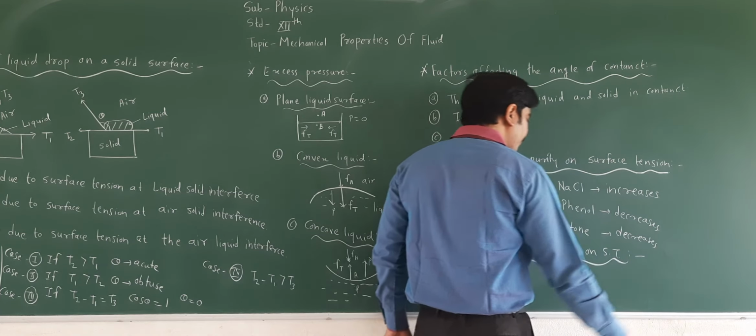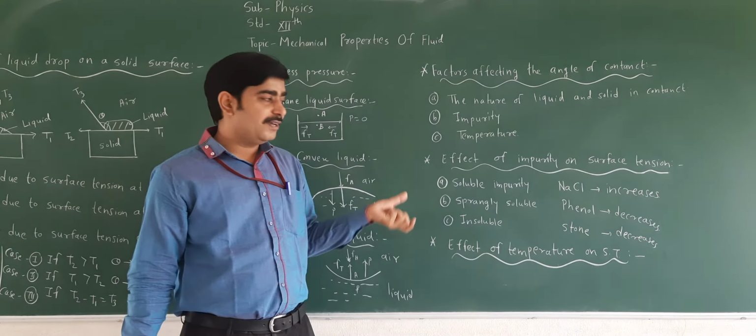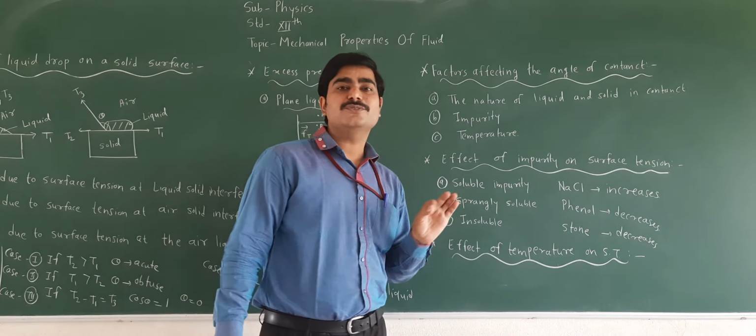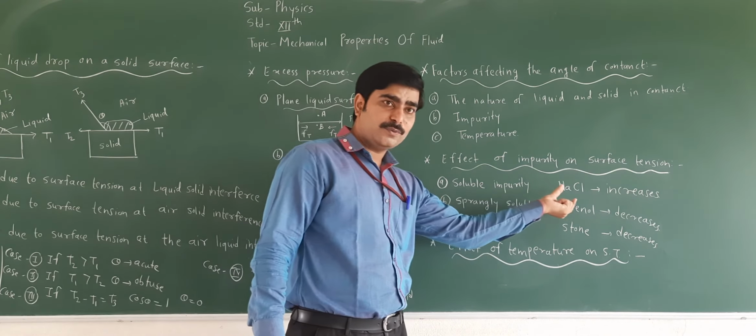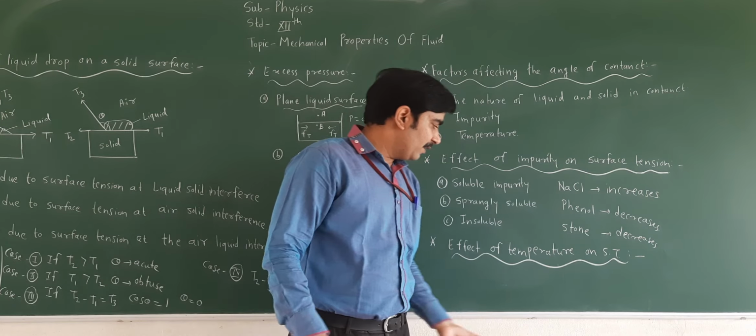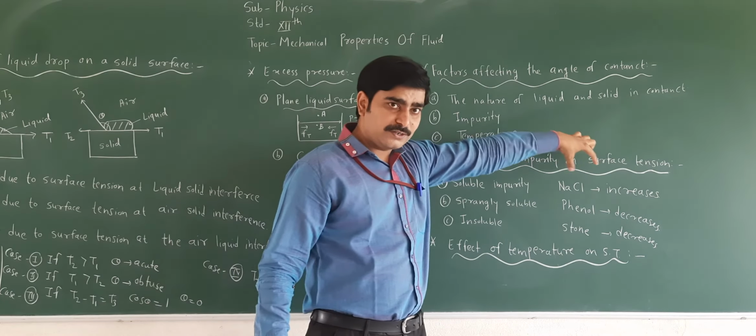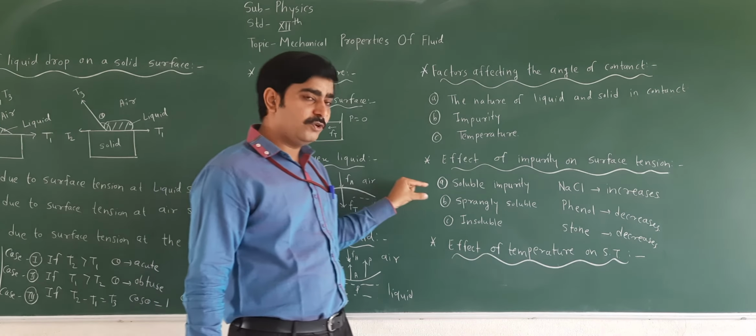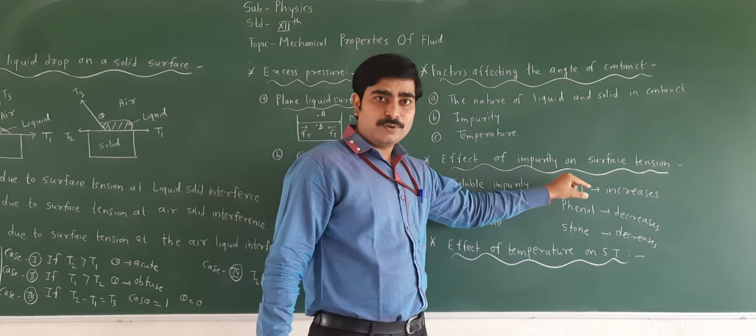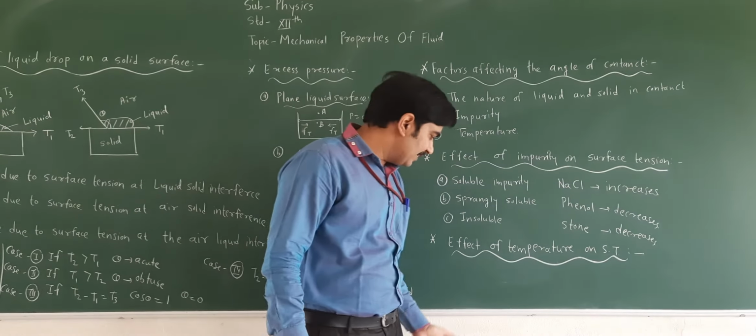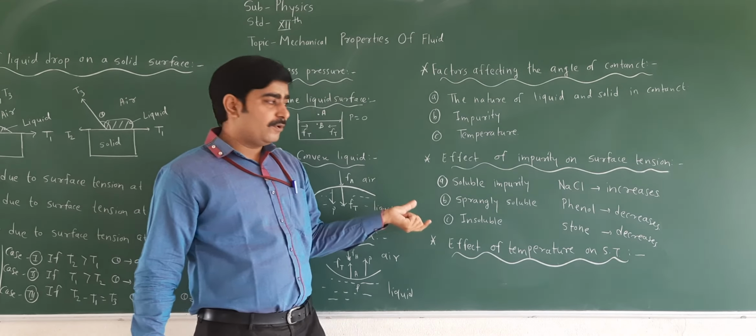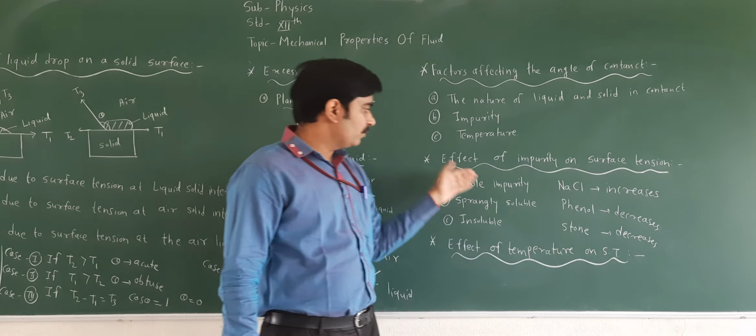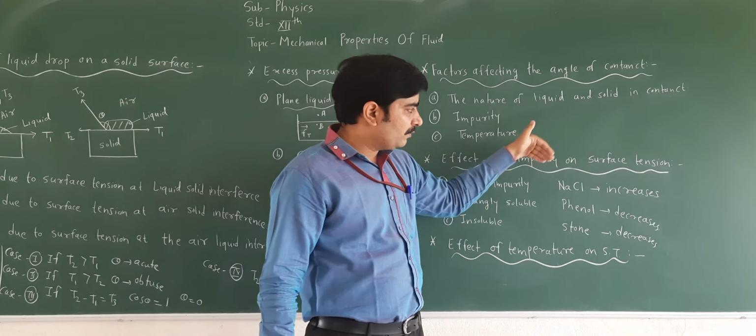So from this point of view, you have to write the answer in three different points. First, soluble impurities: you have to write that when a completely soluble material such as common salt is added in the water, then the surface tension increases. Remember, I have written only important words, you have to make your own sentences. Then the second point: when a sparingly soluble material such as phenol is added in the water, then the surface tension of the liquid decreases. And when an insoluble material, for example stone, is added in the water, the surface tension will decrease. So this is the effect of impurity on surface tension.